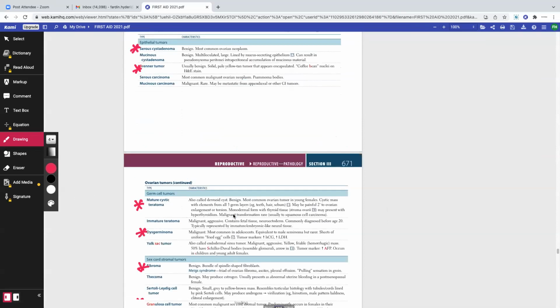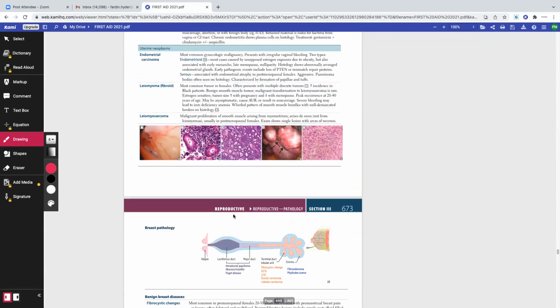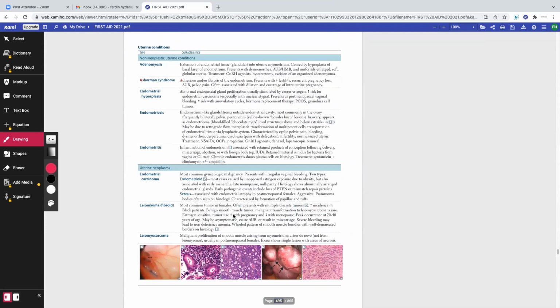Today we are going to discuss breast pathologies. But before we discuss breast pathologies, I just want to talk a little bit about the uterine conditions that we talked about yesterday. Very quickly, I want to let you know which uterine conditions are very high yield, and which are not. In all honesty, every one of these uterine conditions is very, very high yield.